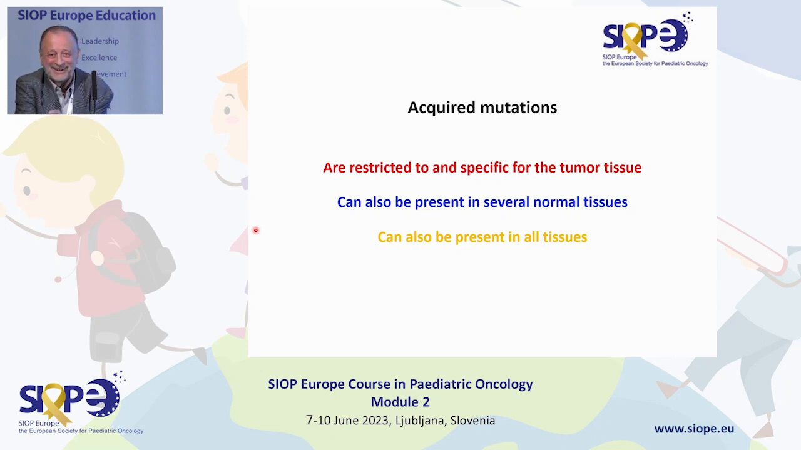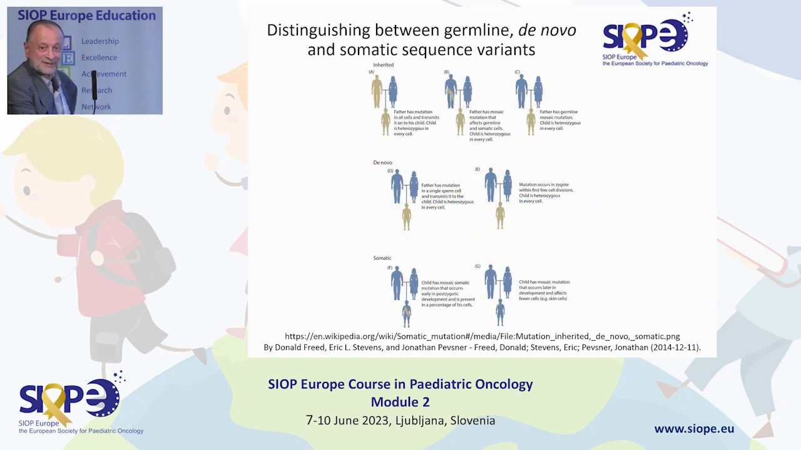Yeah. Yellow, blue. Why not all three? No? Yes and no. I'll show you. Actually, they can either be restricted, they can also be present in several normal tissues, but they can also be present in all tissues. Depends. Huh? But you only had two.